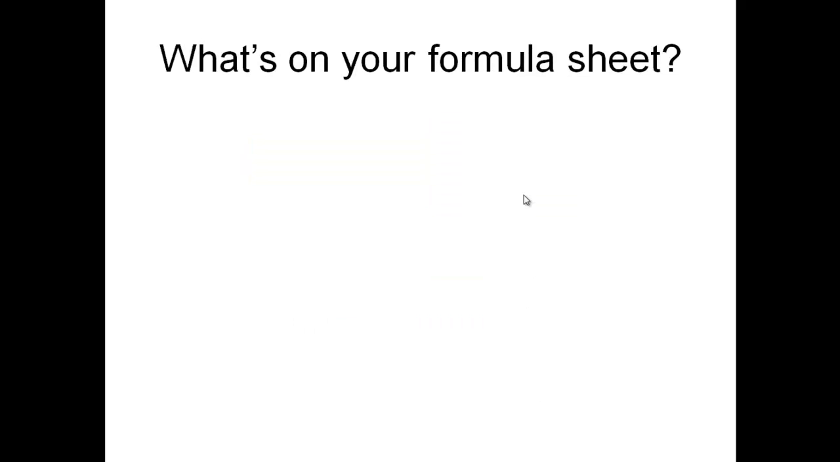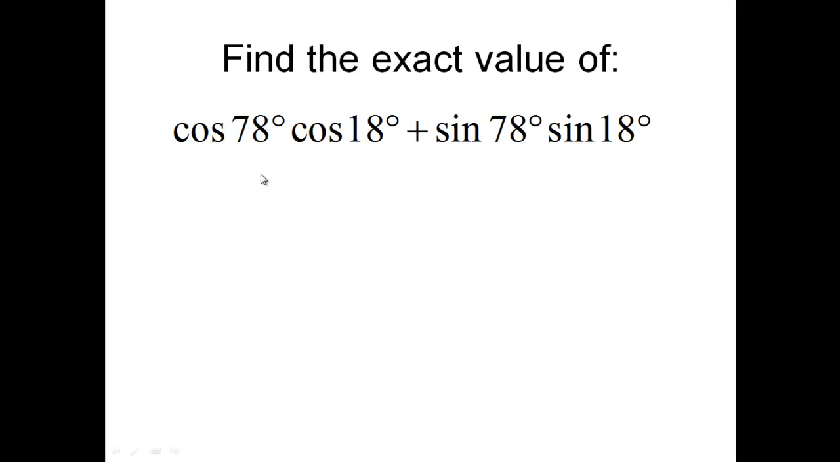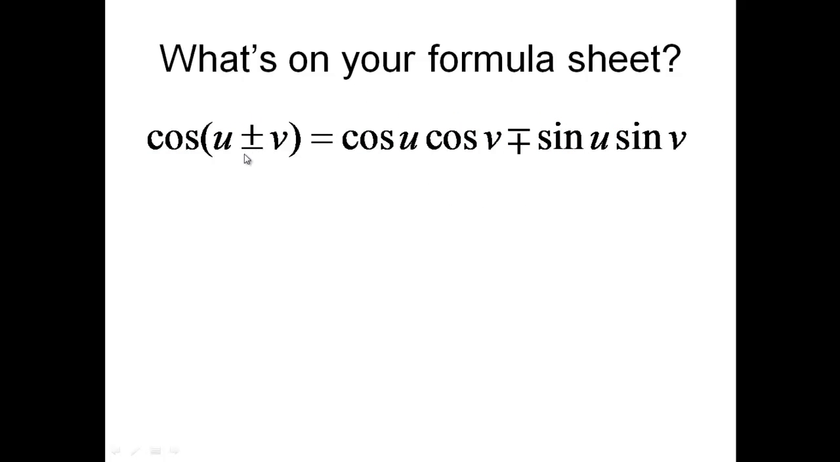So what's on your formula sheet? Well, we don't write them individually as two separate sum and difference formulas. We write them together. And no, that's not a typo here. Notice that we've got the plus or minus here, and then a minus plus. Why do you think that is?